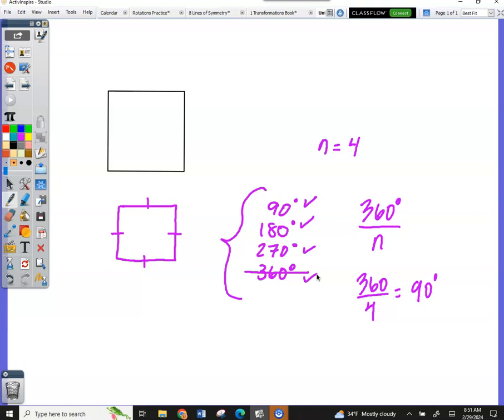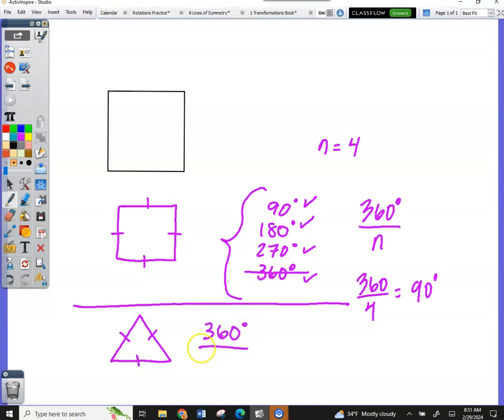All right. Now, if you're not quite understanding, let's try it again with a triangle. We've got an equilateral triangle. What do you think is the smallest degree of rotational symmetry? How would I find it? I take the full rotation divided by the number of equal sides. 360 divided by 3. Do 36 divided by 3 and then the zero. What do you get?